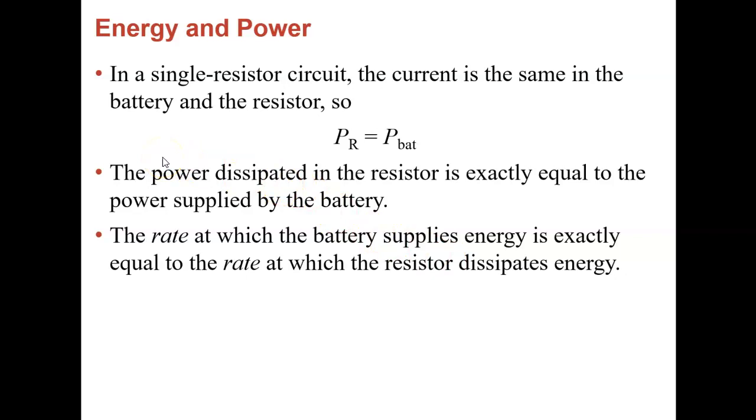So in a single resistor circuit, the current is the same in the battery and the resistor. Notice how it says single resistor circuit. The power dissipated in the resistor is exactly equal to the power supplied by the battery. And the rate at which the battery supplies the energy is exactly the rate that the resistor dissipates that energy. So the powers are equal.